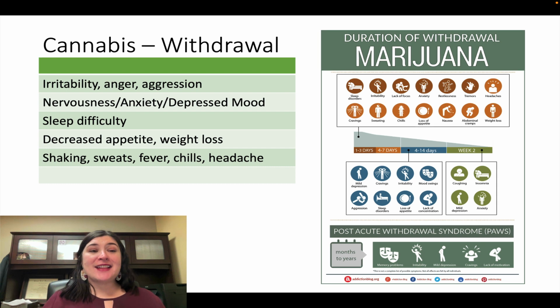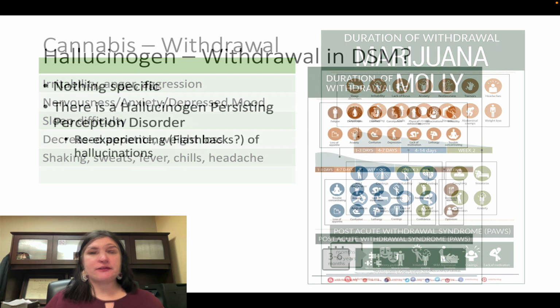Now, we may think that cannabis doesn't have any kind of withdrawal, but it can. There can be irritability, nervousness, sleep difficulty, decreased appetite and weight loss, shaking and sweats. Then they can also have post-acute syndrome for up to a year, which includes memory problems, irritability, mild depression, cravings, and a lack of motivation.